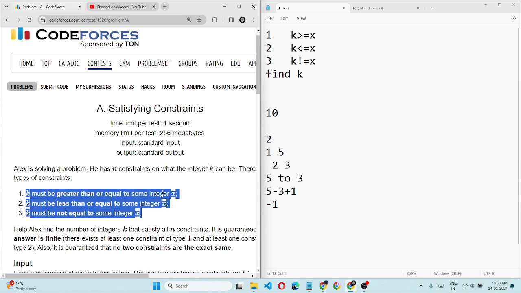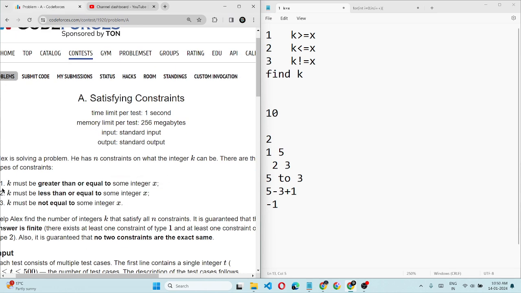The constraints are on what an integer k can be. The first constraint is that k should be greater than or equal to some integer x. The second is that k should be less than or equal to some integer x, and the third constraint is that it should not be equal to that integer x, right? So these are the three constraints, and you have to find the number of integers k.